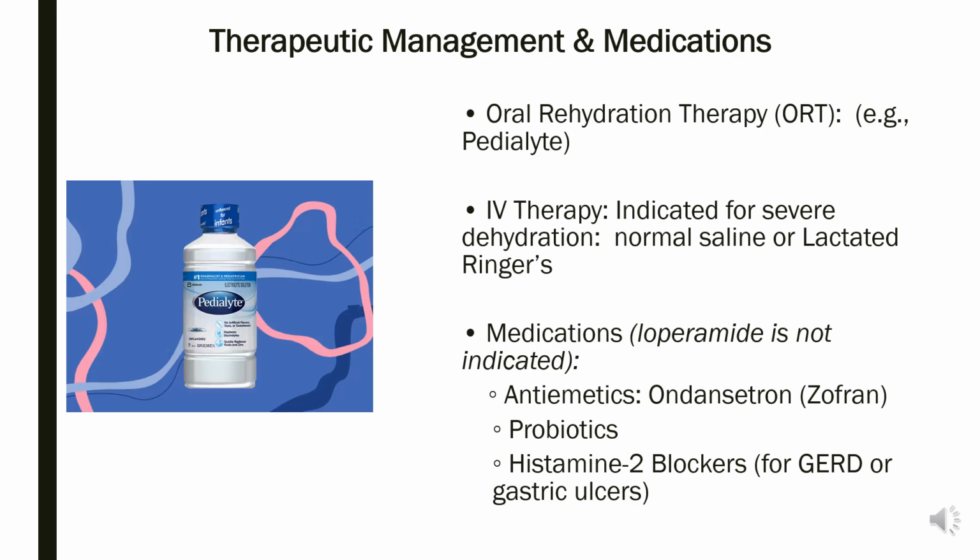So for vomiting, the preferred antiemetic is Zofran or ondansetron because it's safe and effective in children as an antiemetic. Probiotics may be used to prevent or decrease the duration of antibiotic-associated diarrhea. And for infants with gastroesophageal reflux, management can include histamine 2 blockers. Also, this can be used for infants with gastric ulcers. And also for GERD, avoiding feedings just before bedtime can also help reduce any reflux symptoms.